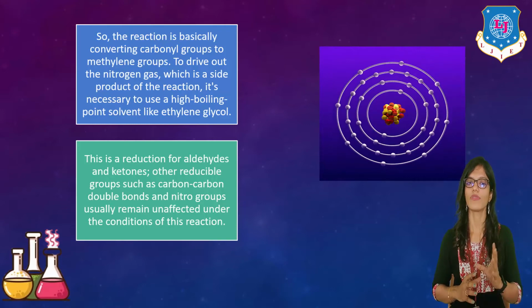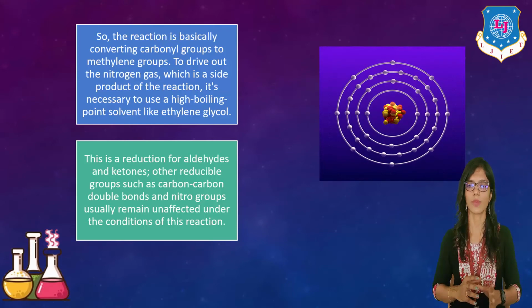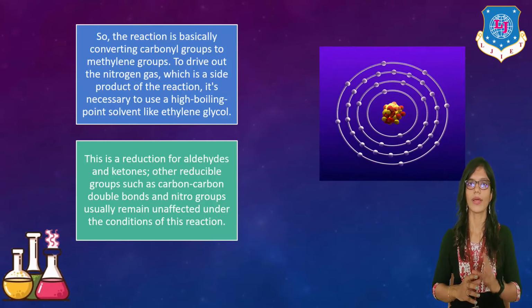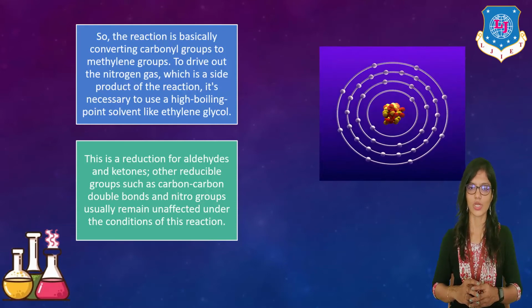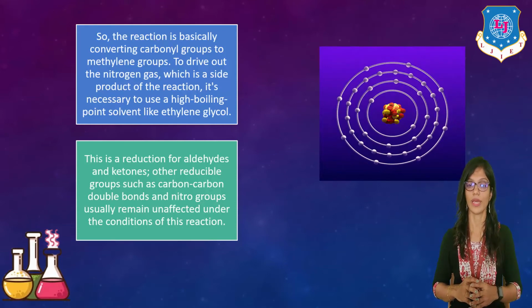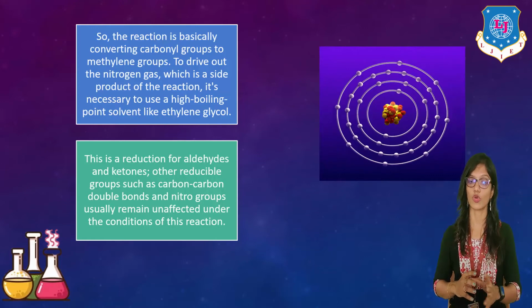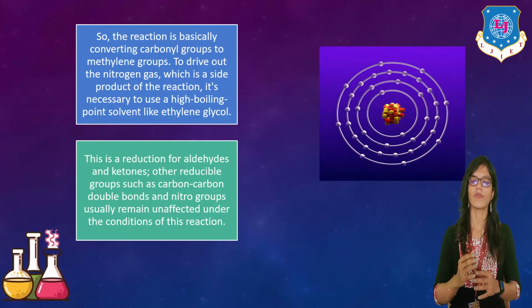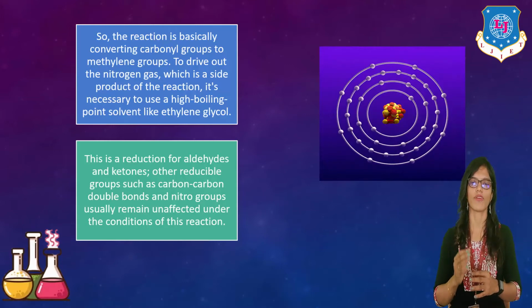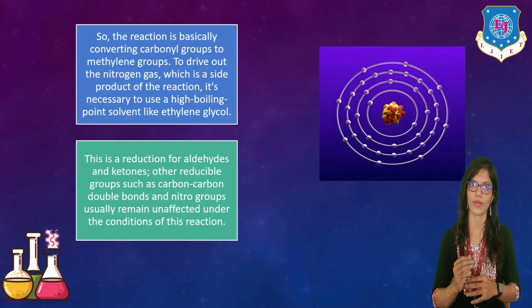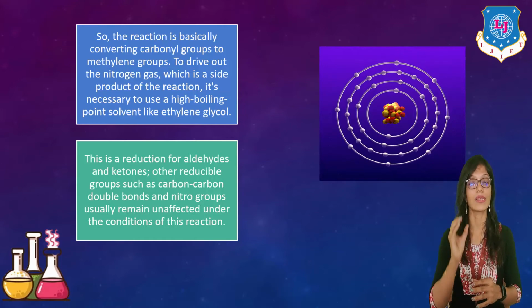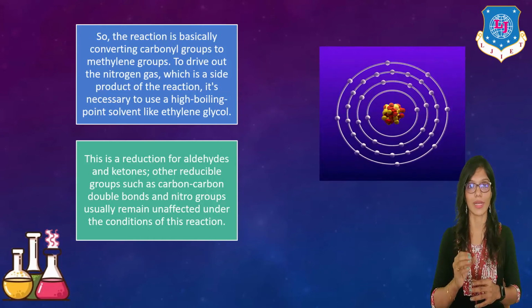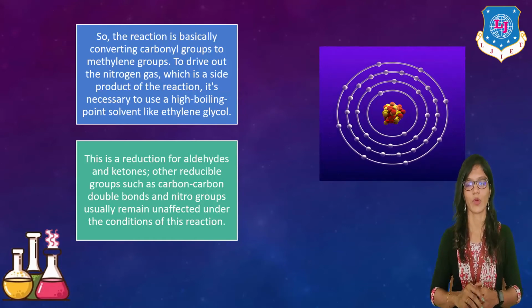So here what plays an important role is, number 1, ethylene glycol, number 2, higher temperatures, and number 3, the presence of carbon-carbon double bonds and nitro groups, which remain unaffected, right? So we need to make sure that we are doing the reduction of aldehydes and ketones only, okay? That contains a double bonded carbon, okay?